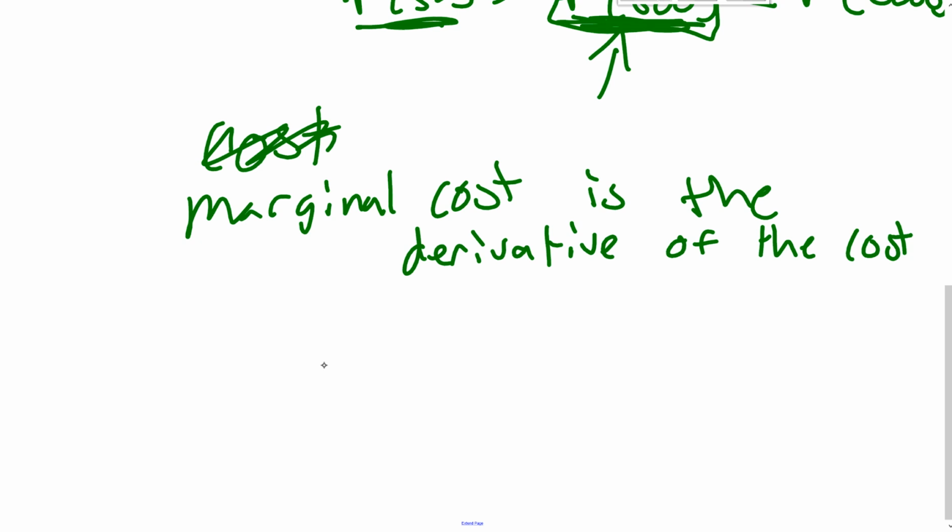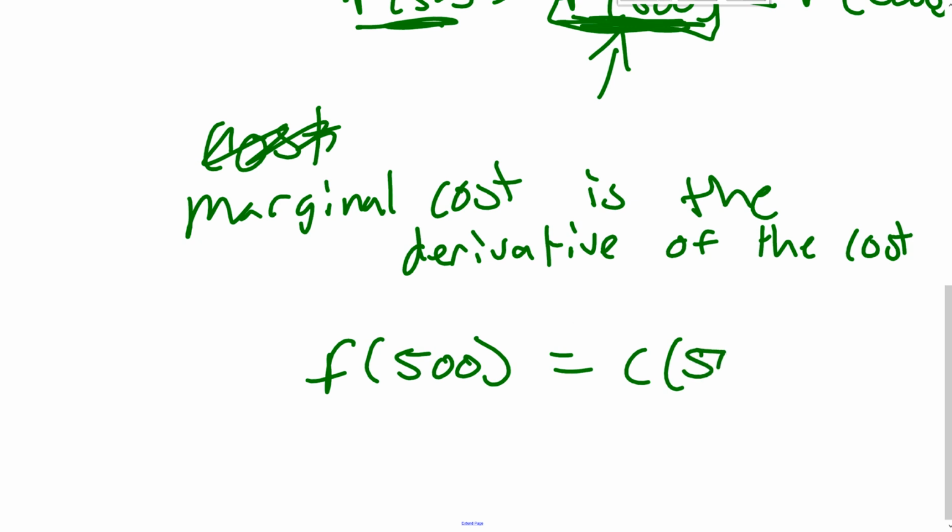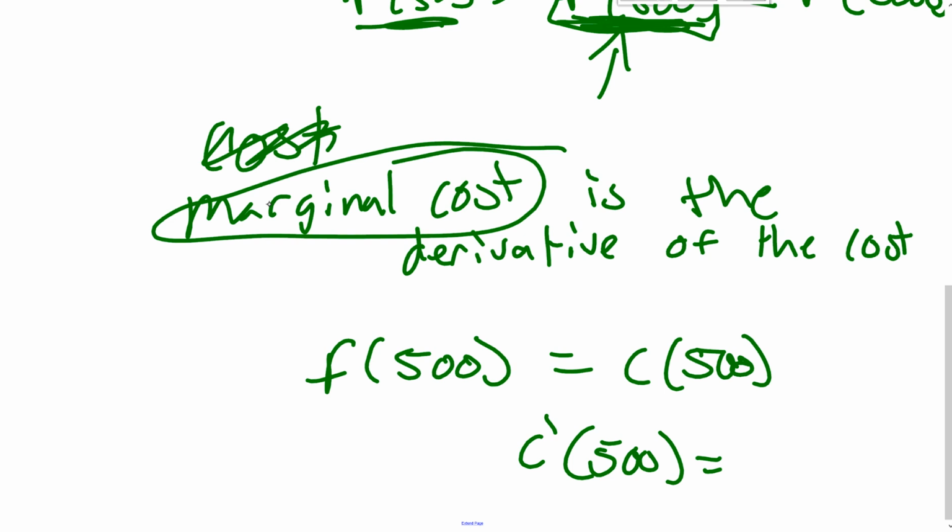So f of 500, which is the same as, say, c of 500. C is the cost function. That's how much it costs to produce a total of 500 items, where c prime of 500, meaning the derivative or the marginal cost, is saying how much it costs to make that 500th yard, or whatever our scenario is. So that's another thing, marginal cost. That's also the derivative. That's a type of derivative.